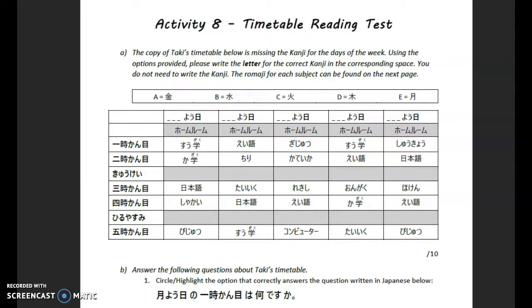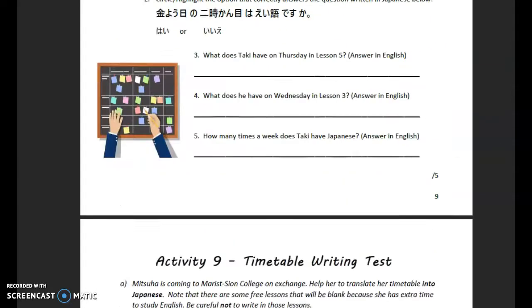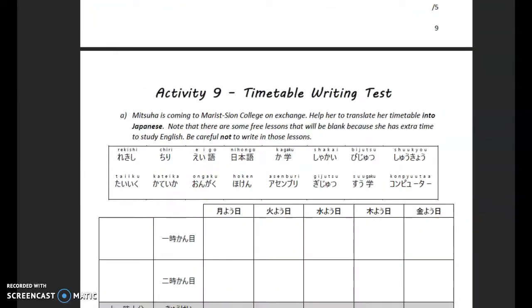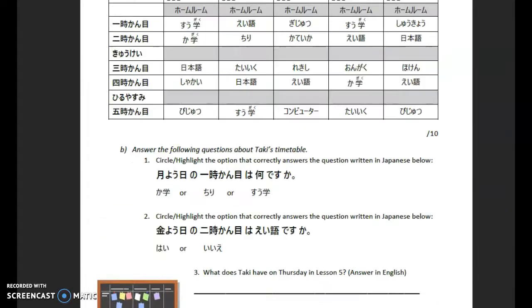Looking at the top, we've got A, B, C, D, E. They are Monday, Tuesday, Wednesday, Thursday and Friday, but jumbled up. So what we need to do is write the letter at the top here. I know that E is Monday, so I'm going to put a letter E right there, and so on for the rest of them. You can find these on the next page, at the top of the next timetable, if you need that.